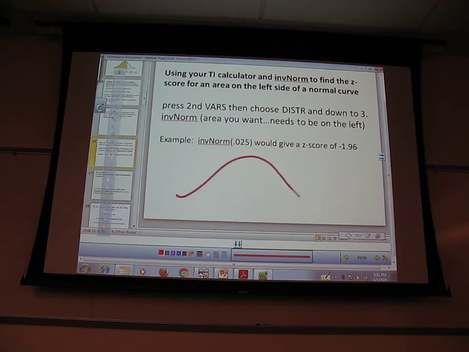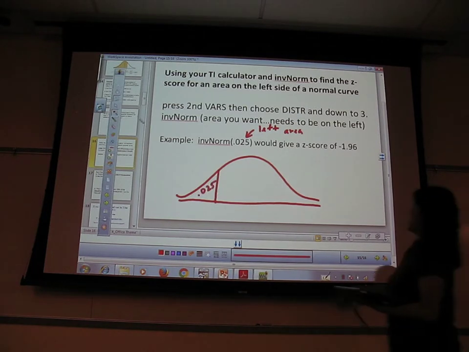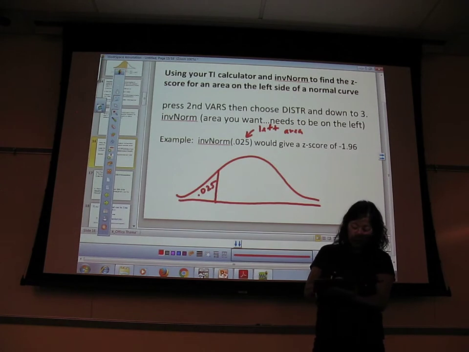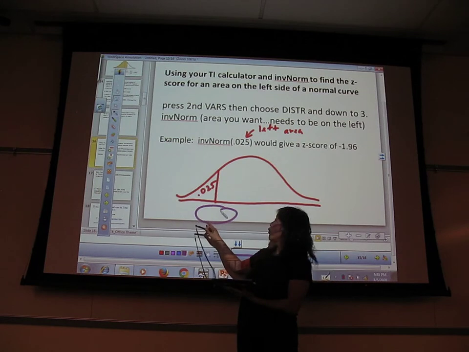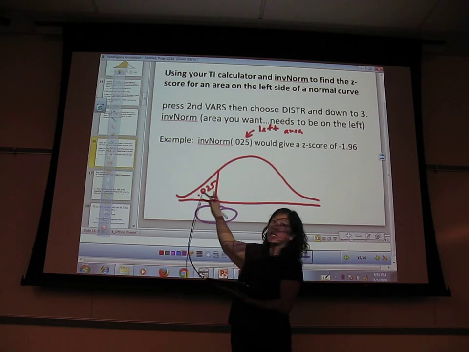Remember, here's my normal curve. Inverse norm of 0.025, that's the left area. By left area, I don't mean the area you left. I mean the area on the left. So it means this area over here, 0.025. It's the area on the left side. Left side of what? Left side of this z-score. So here's a z-score. It has an area on the left of it, and it has the area to the right of it. The area to the left of it is this.